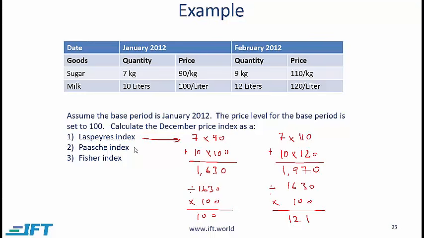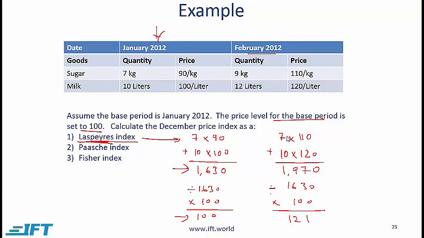Here is what we do for the Laspeyres index, and I know I'm probably killing the pronunciation here, but that doesn't matter too much. So the quantity is 7 and 10. We multiply that by the price, and this is our number. But we are told to set the base period to 100, and we are saying that this period, January 2012, is our base period. To convert 1630 into 100, we divide by 1630 and multiply by 100.